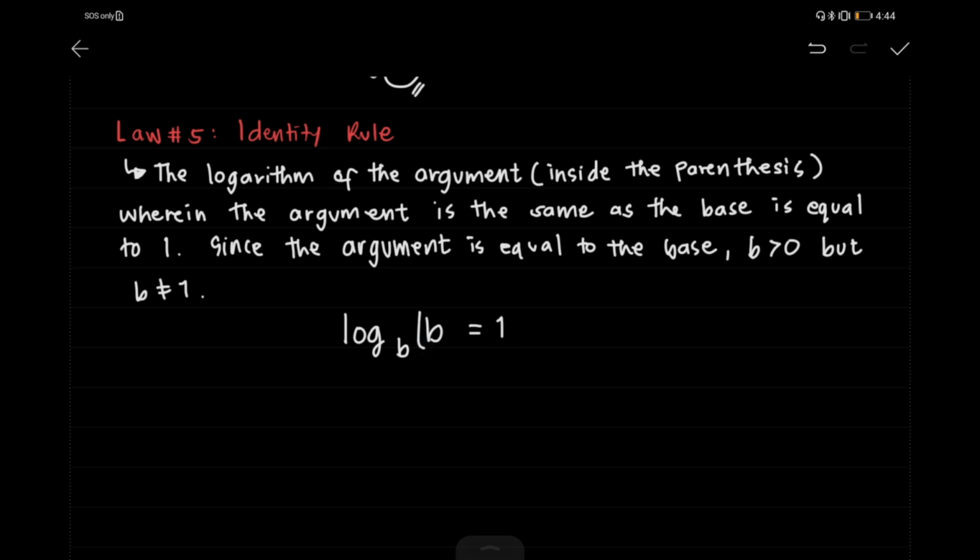So if our number here, which is what we call the argument, is the same as our base, then our answer must always be equal to 1. For example, we have the logarithm of 5. Our number here, or the argument, is 5, and our base is also equal to 5. Therefore, the answer is always equal to 1. Please remember that our base must be greater than 0, and this base must also not equal 1.